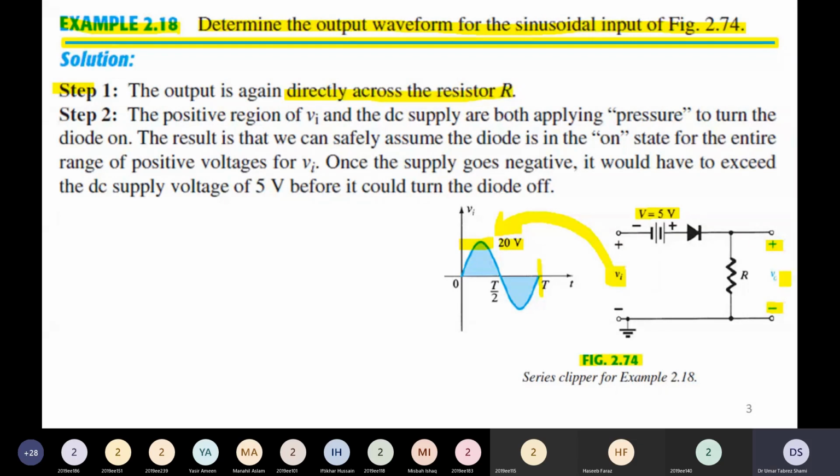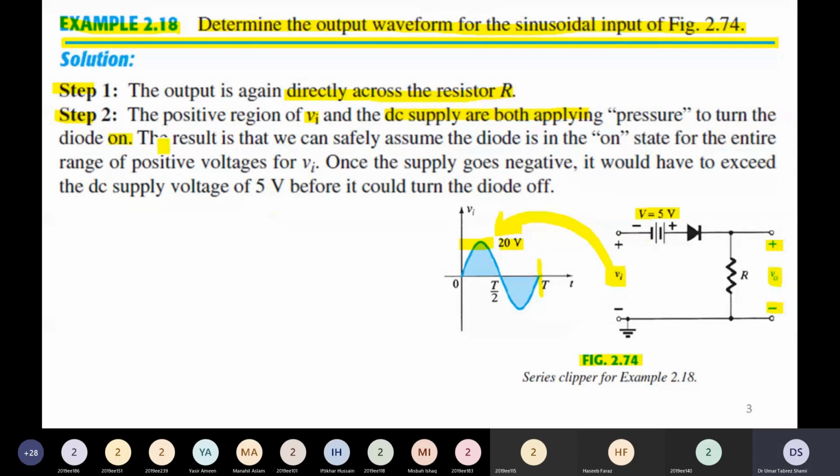So the output voltage is taken across the resistor R. Step number 2 is the positive region of V in, that is this part, and the DC power supply are both applying pressure to turn the diode on. So this line means that the direction of input voltage V in, added with the direction of the DC voltage power supply of 5 volt, they all want to turn on the diode with the direction of diode connected as shown.